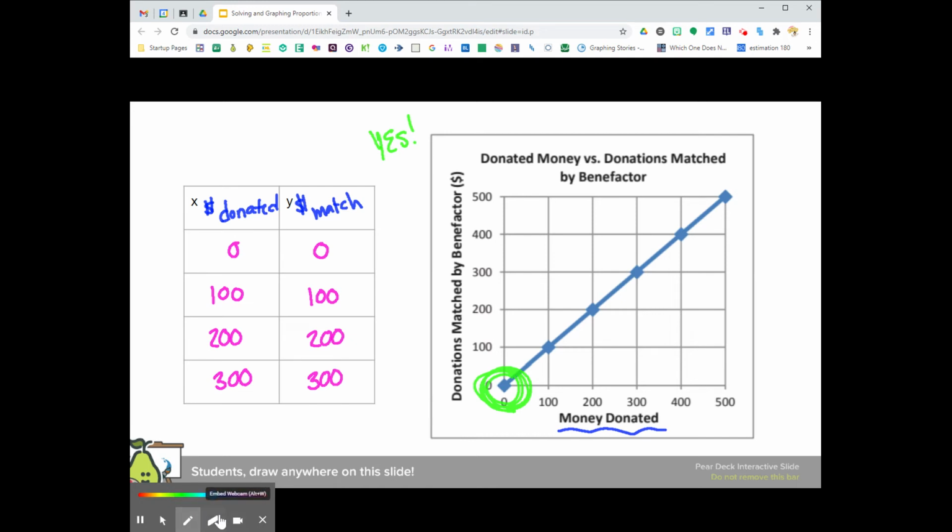The other thing you can do if you're unsure on the graph is say, okay, well, 100 times what would give me 200? Well, 2. Can I do the same thing over here? If I multiply by 2, will I get 200? Yes. We can go back to our good old-fashioned constant of proportionality. 100 divided by 100 is 1. 200 divided by 200 is 1. 300 divided by 300 is 1. So they have the same constant of proportionality. So again, yes, this is a proportional relationship between money donated and the donations matched by benefactor.